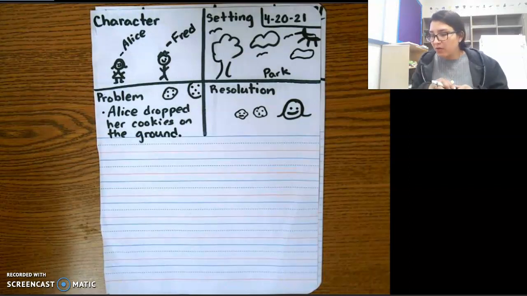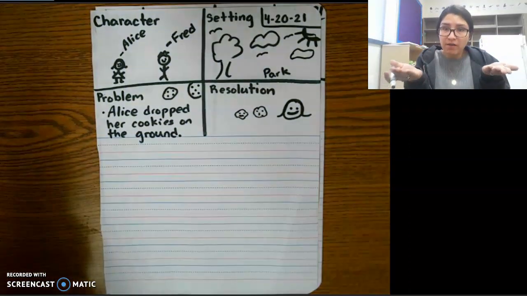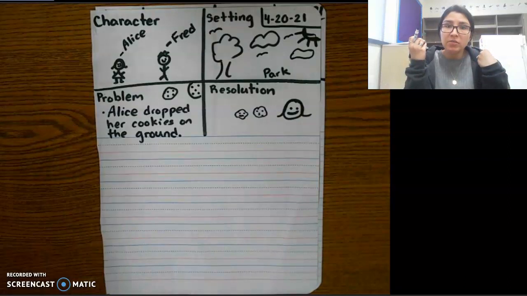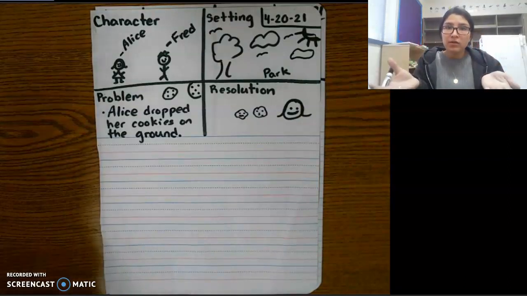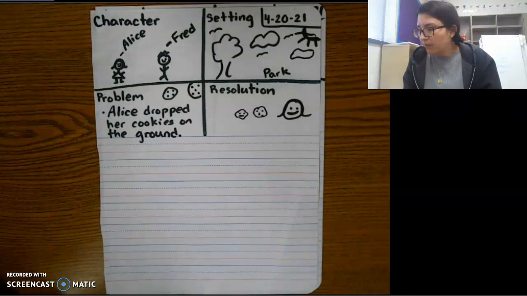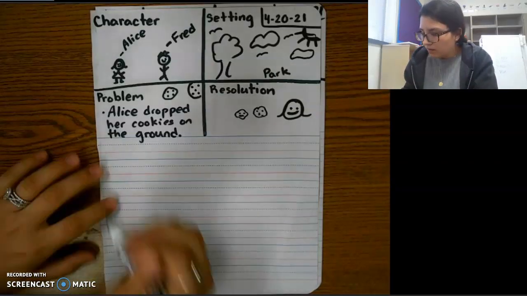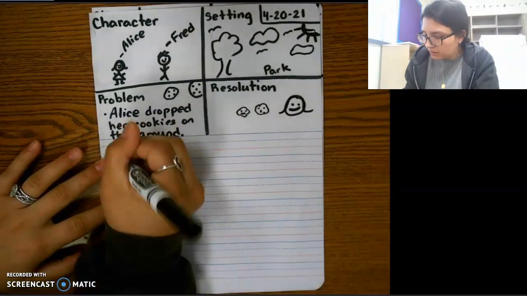But what I want to do now is, we said I was going to focus on setting, right? I'm going to start my story off using the setting. So let me think. My setting is the park. So, let's see.